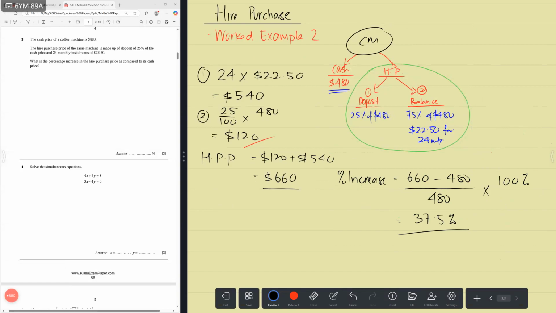So instead of paying $480 in cash, this fella has to pay $660 in total after a period of 2 years, and the percentage increase is 37.5%. Basically, if you buy using hire purchase, you pay 37.5% more than the cash price. So this is one worked example on hire purchase.